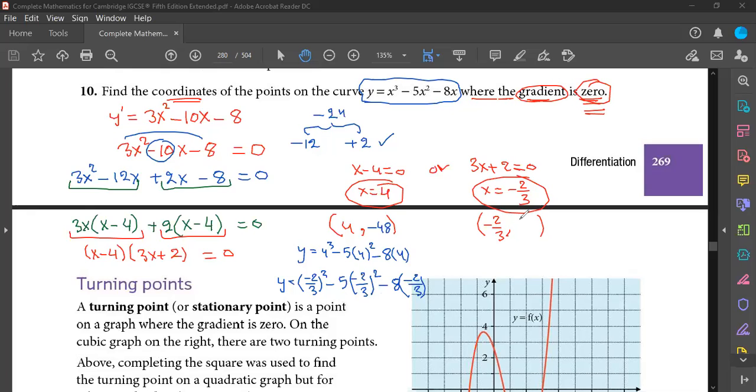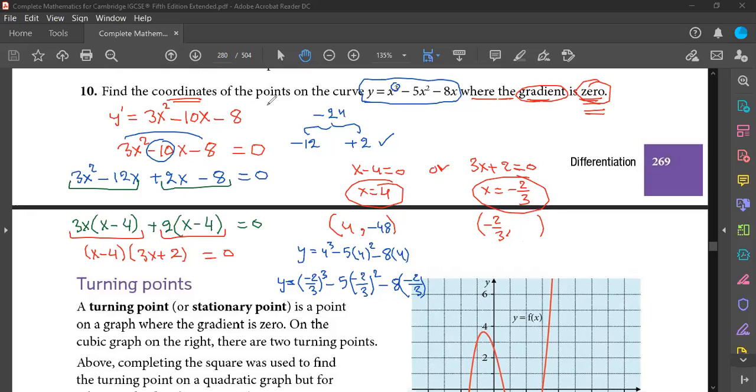Teacher, is y equals minus 2 over 3, and is the power 3 or 2? No, the power is 3, here. Now, teacher, can I write it as negative 0.6? Okay, negative, because it's easier. It should be 0.66, but until Yasmin gets us the answer.